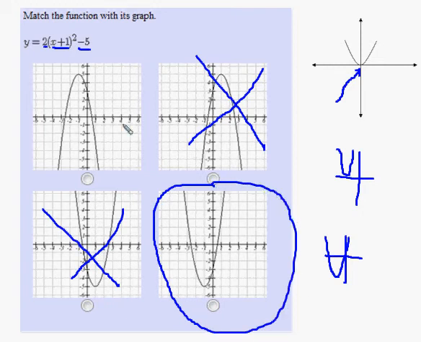Had this been a negative 2 in front, then the negative would have the effect of flipping the parabola about the x-axis, and instead of having the parabola opening up like you see here, it would open down like this, and then this would have been the correct graph. So you should pick this one.